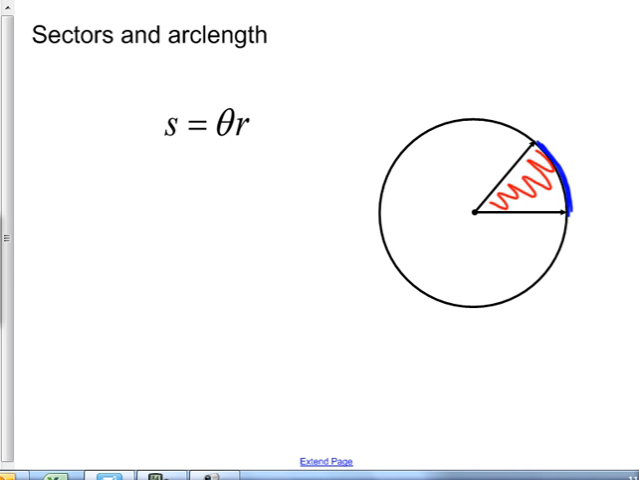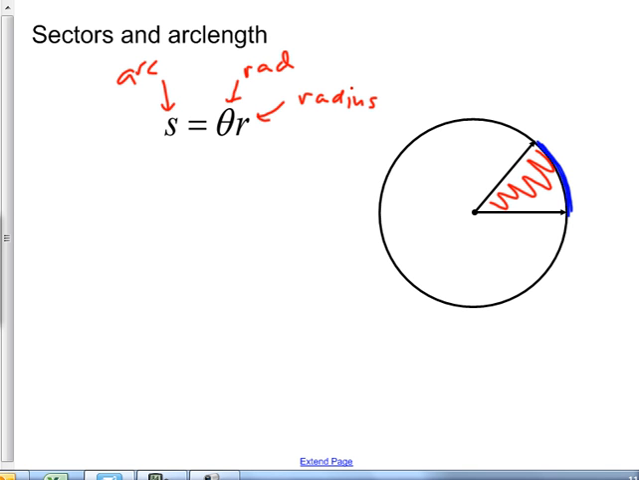All right, so here's what you do. It seems like S is for sector, but it's actually the arc length. So why don't you label right now, write down the formula, and this is the arc. It will be that many radians times the radius.